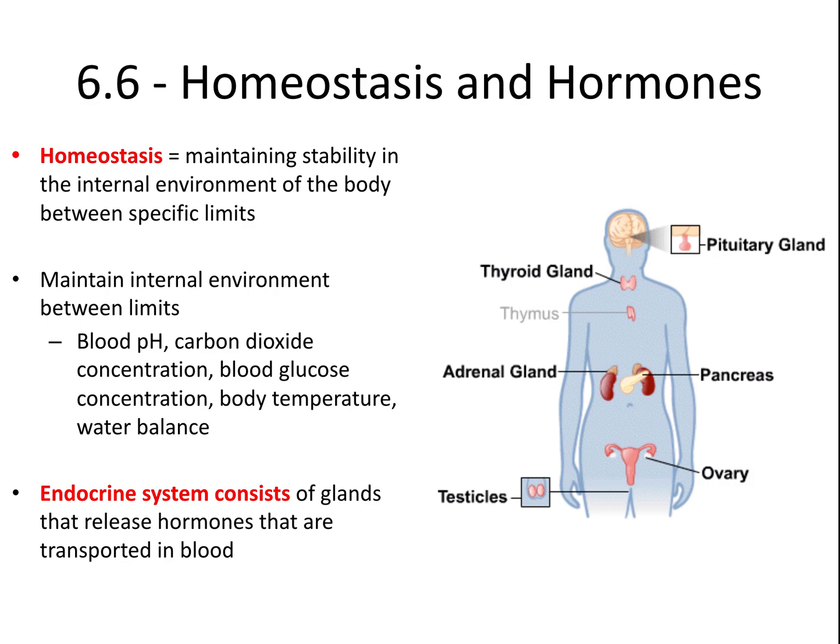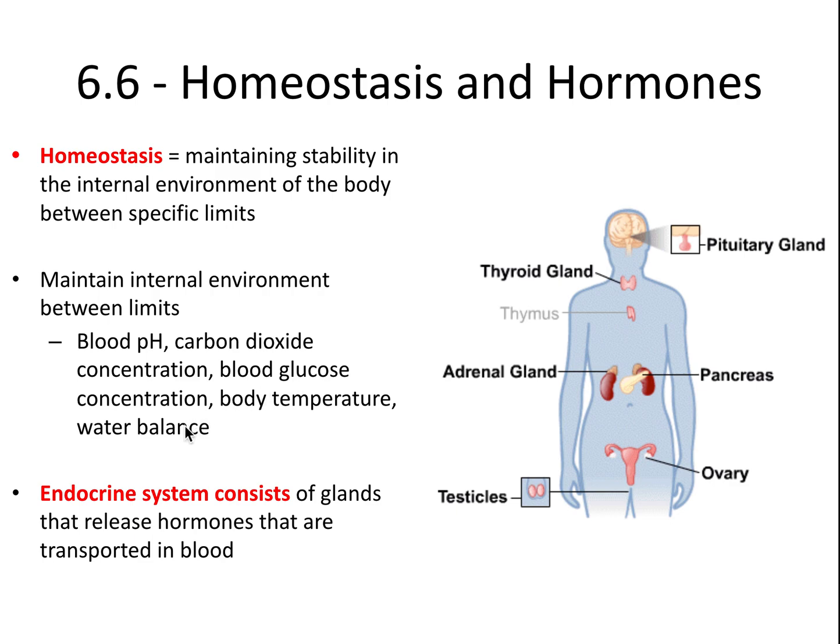And there's a bunch of glands in your body, as you can see in this picture, that are going to help you get there, like the pituitary gland, the thyroid gland, the adrenal gland, your pancreas, your ovaries, your testicles. Those are all ways that our body is trying to maintain homeostasis between specific limits. So we have a norm. For example, our body temperature should be at a specific norm, our blood pH, our carbon dioxide levels, our blood glucose levels, and our water balance.